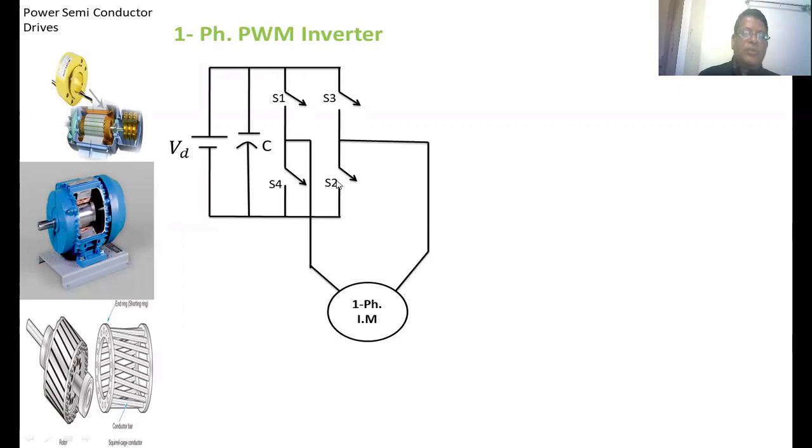If S1, S2 are on, the load voltage becomes positive. If S3, S4 are on, the load voltage becomes negative. In that manner, we are going to control the switches S1, S2 and S3, S4. So the input voltage is converted into the AC voltage that will be applied to the single phase induction motor.